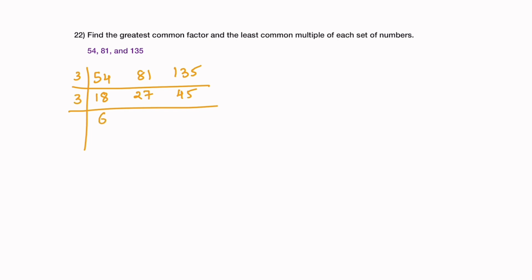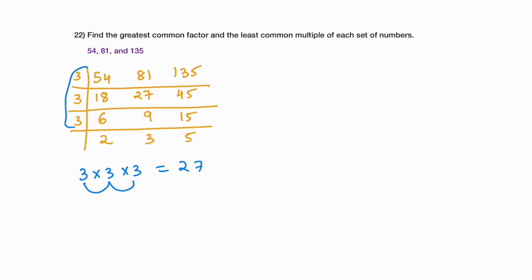18 divided by 3 is 6. 27 divided by 3 is 9. 45 divided by 3 is 15. Again, all are divisible by 3 because they all are multiples of 3, right? So 3, that's 2, that's 3, and that's 5. Nothing common. So we end the process here. So that's 3 times 3 times 3 equals to 3 times 3 is 9, 9 times 3 is 27. So that's your GCF, 27.